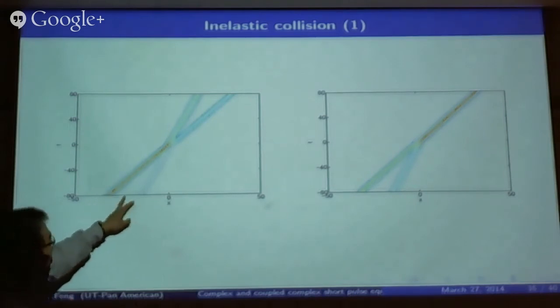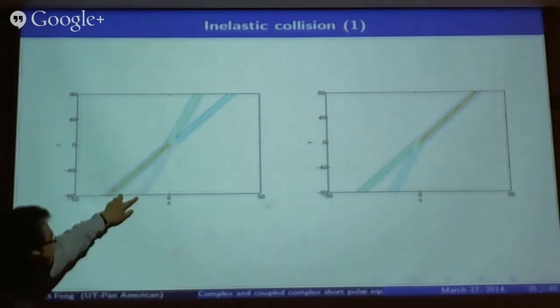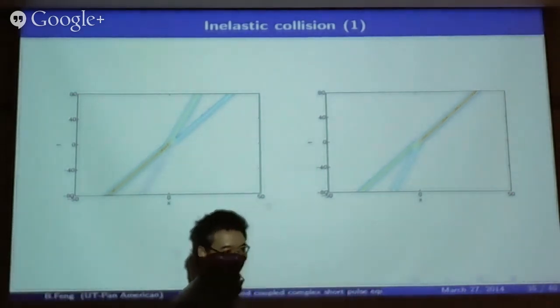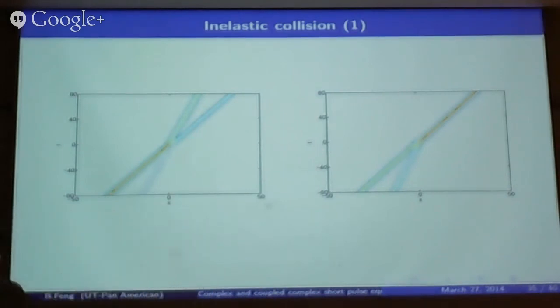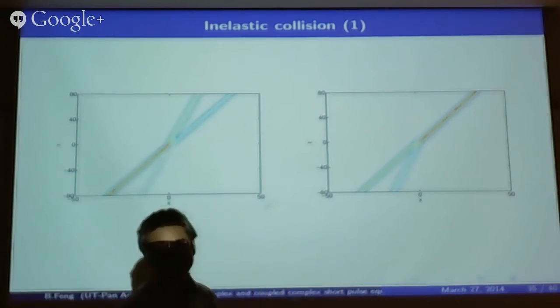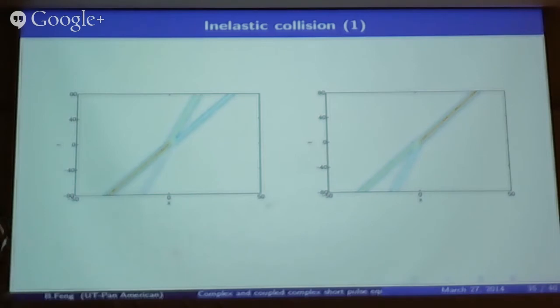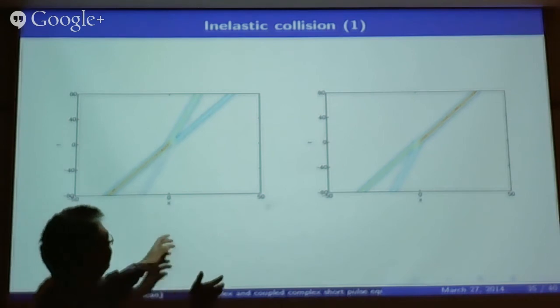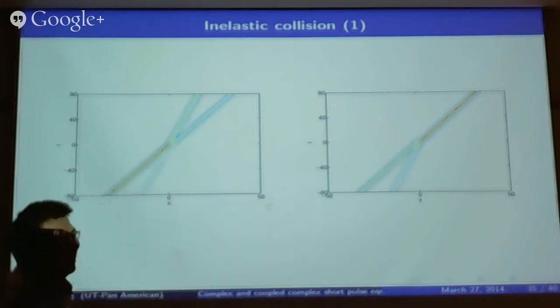This one is interesting. In the beginning, in Q1 we have two solitons, and in Q2 we also have two solitons. But after the collision, in the Q2 component, the two solitons become one soliton, and the other soliton disappears. This could be used as the foundation to design AND or OR gates, I think, because we can use either two solitons or one soliton to represent 0 or 1. After this collision, it's like a gate, and we only have one soliton.